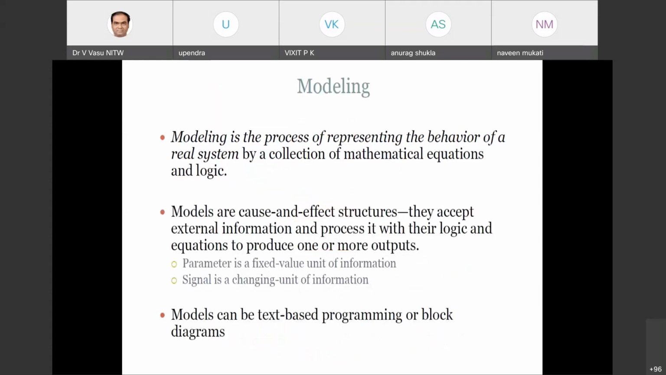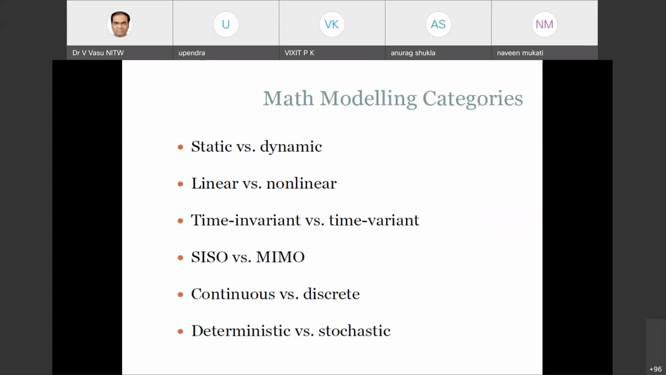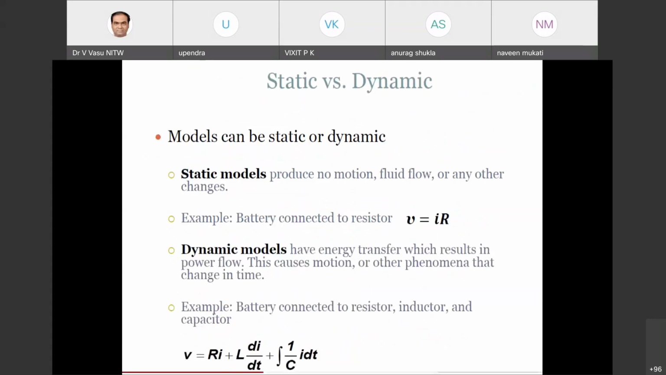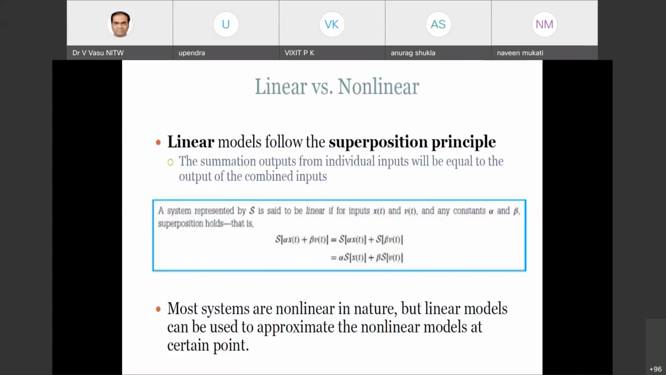Okay, so coming to mathematical modeling, there are different categories: static and dynamic, linear and non-linear, time invariant and time variant, single input single output, multiple input multiple output, continuous and discrete, and deterministic and stochastic, which is another important category.